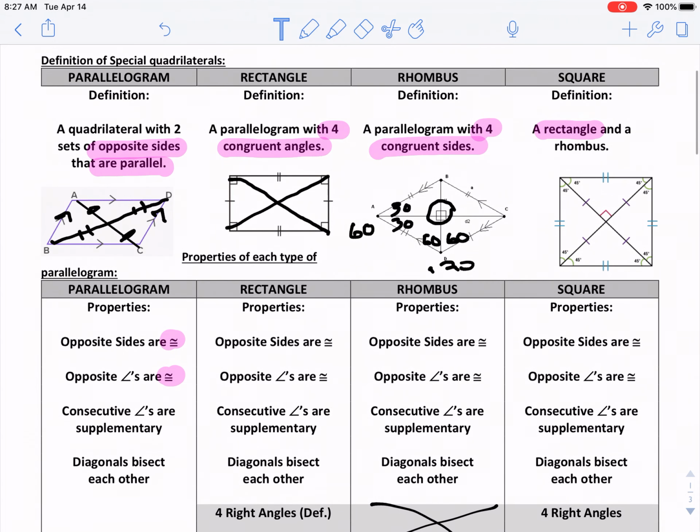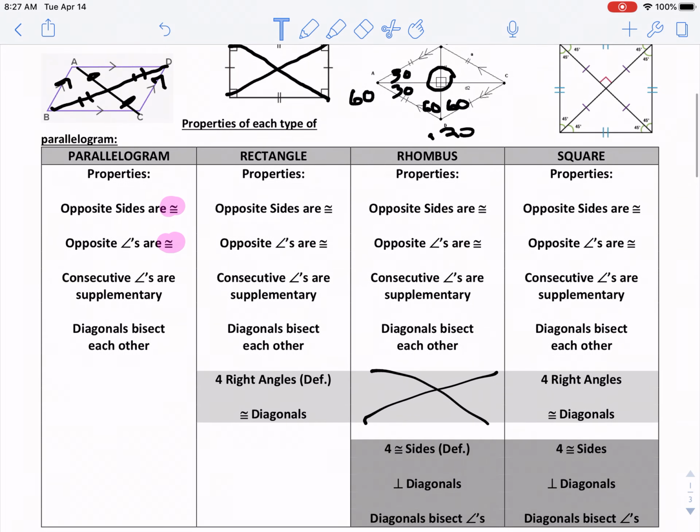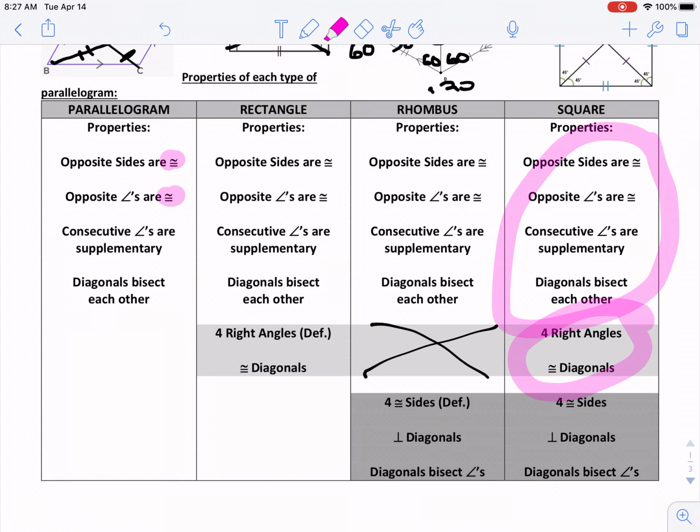Then we have a square, which is literally just the combination of a parallelogram, a rectangle, and a rhombus. So everything we talked about for a parallelogram is true, as you can see there. All this is true. Everything for a rectangle is true. Everything for a rhombus is true.